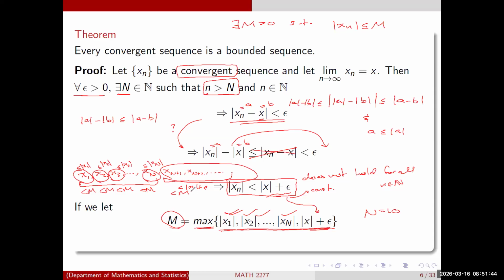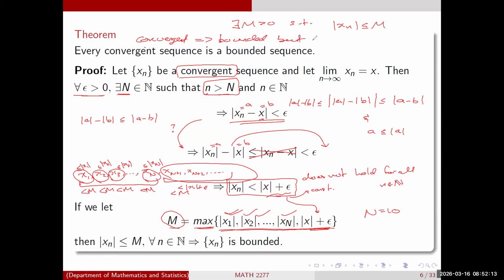So every term in this sequence is less than M. Then the modulus of xn is less than or equal to M for all natural numbers n. Therefore, xn is bounded. So it's a very, very important result: convergent implies bounded.